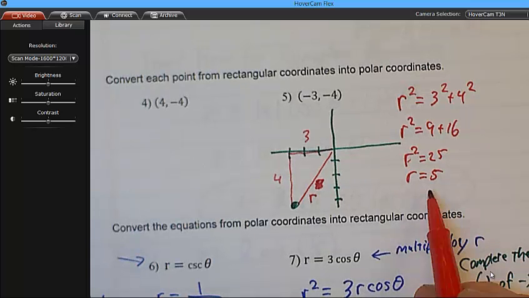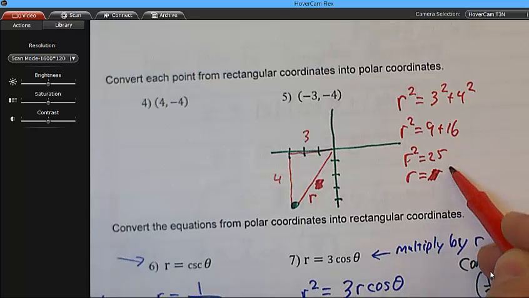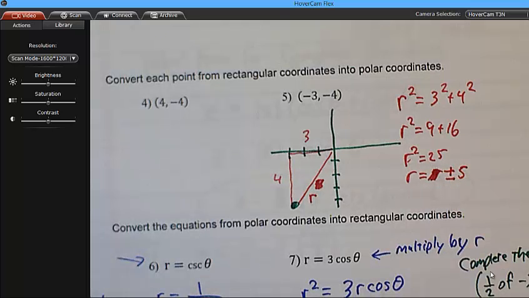But again, I put 5. But algebraically, what do I really have to put here? Plus or minus 5, right? And then I'll have to decide which one I need. I mean, that's an algebra step. If you take the square root, you need a plus or a minus. But in geometry class, right, we would just say, hey, it's 5. That's the distance r.